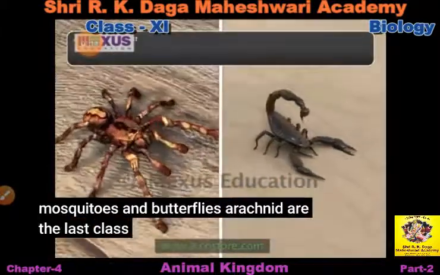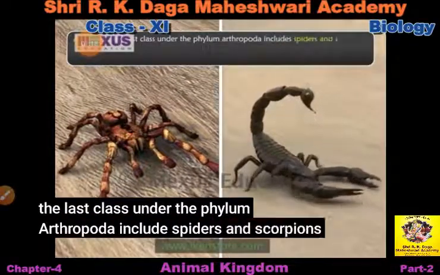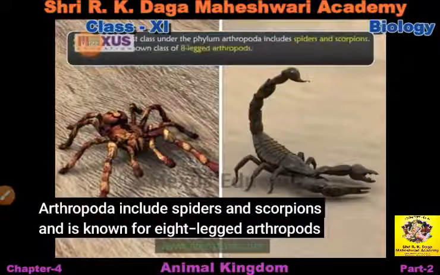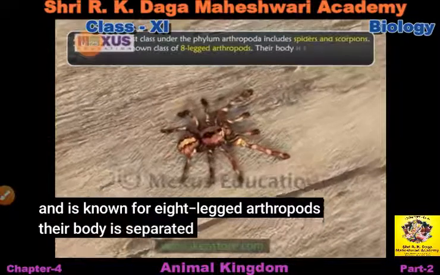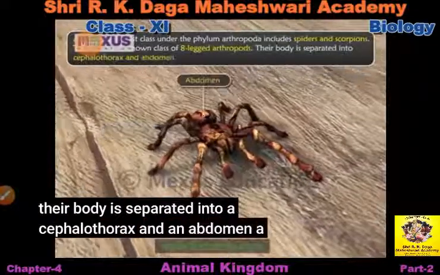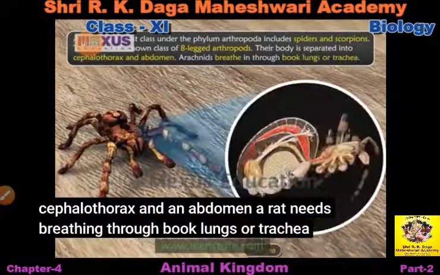Arachnida, the last class under the phylum Arthropoda, includes spiders and scorpions and is known for 8-legged arthropods. Their body is separated into a cephalothorax and an abdomen. Arachnids breathe through book lungs or trachea.